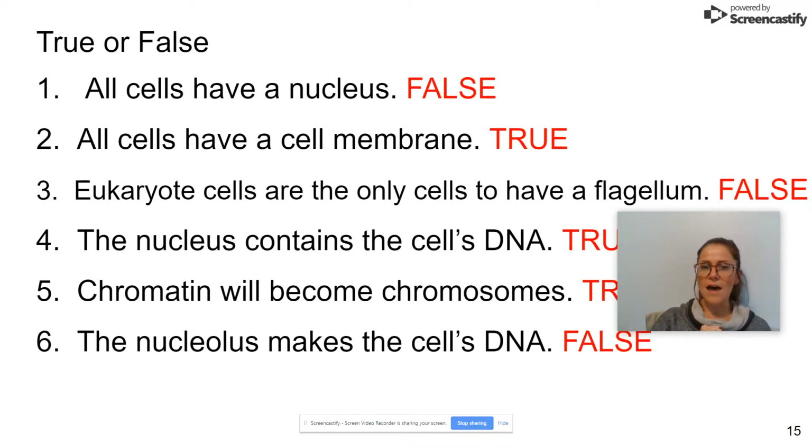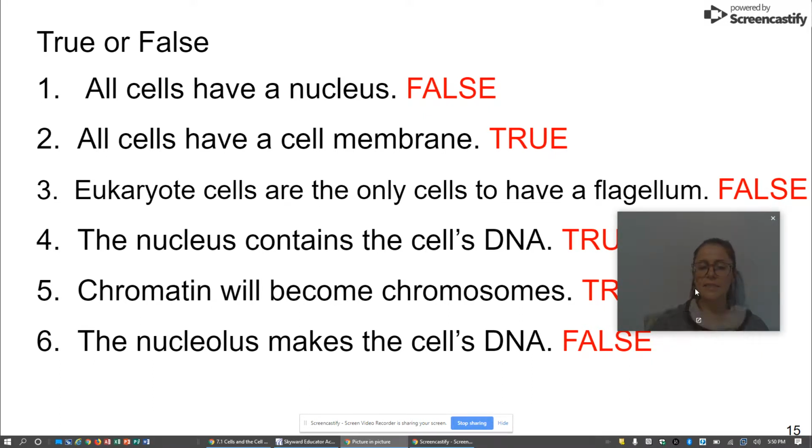So all cells have a nucleus. That is false. Prokaryotes are cells, but they do not contain a nucleus. All cells have a cell membrane. That's true. All cells need a way to protect themselves from their outside environment or keep everything encapsulated. Question 3, eukaryotic cells are the only cells that have flagellum. Flagellum are basically like the tails you see on the end of sperm or the tails you see on the end of bacteria. So that one is a false answer as well. And we'll talk a little bit more about those later.